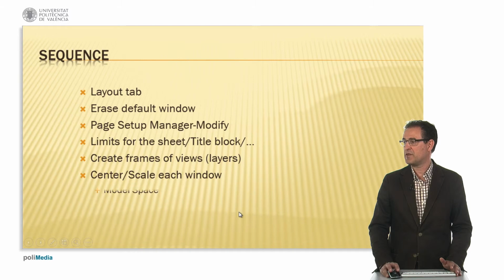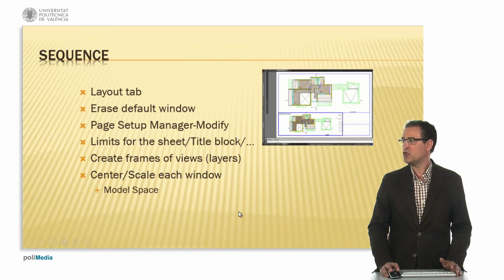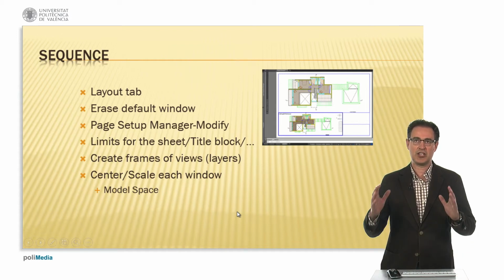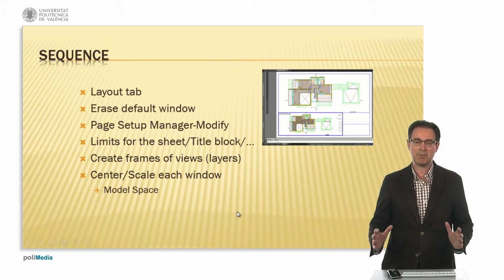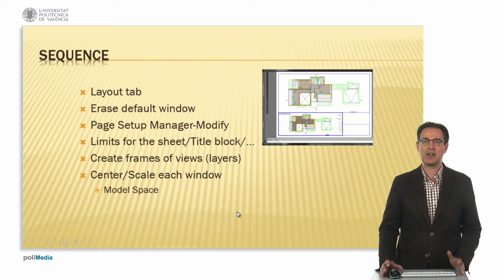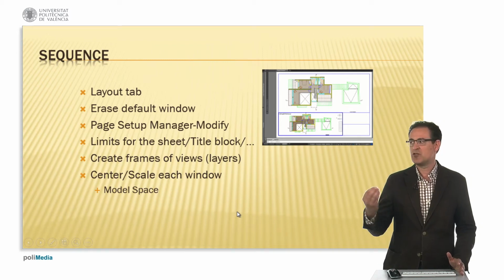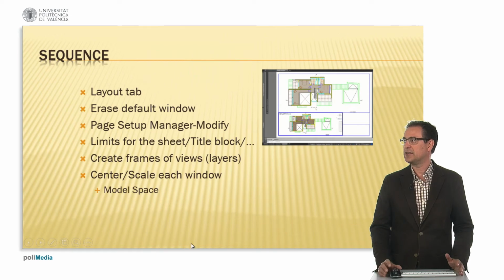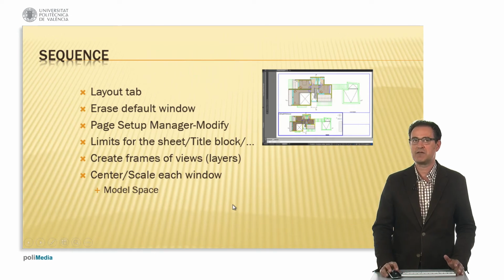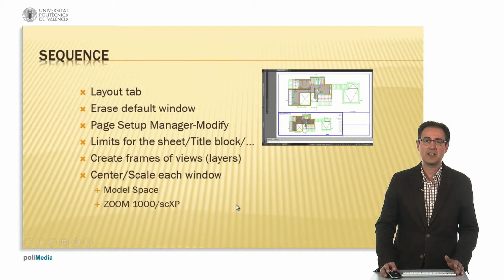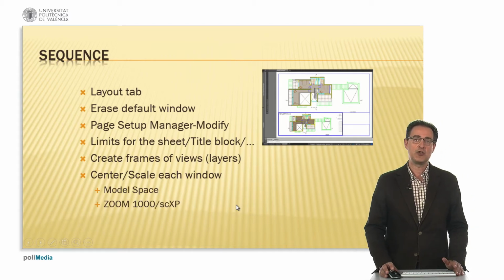And once you have created that, you have to scale each window. Then you have to go into each viewport. It's like entering the model space. You are on the sheet of paper, in the paper space, but not really working in the paper space. You have to go into and work with the model space for assigning the scale. The way of assigning a scale is with the command zoom.